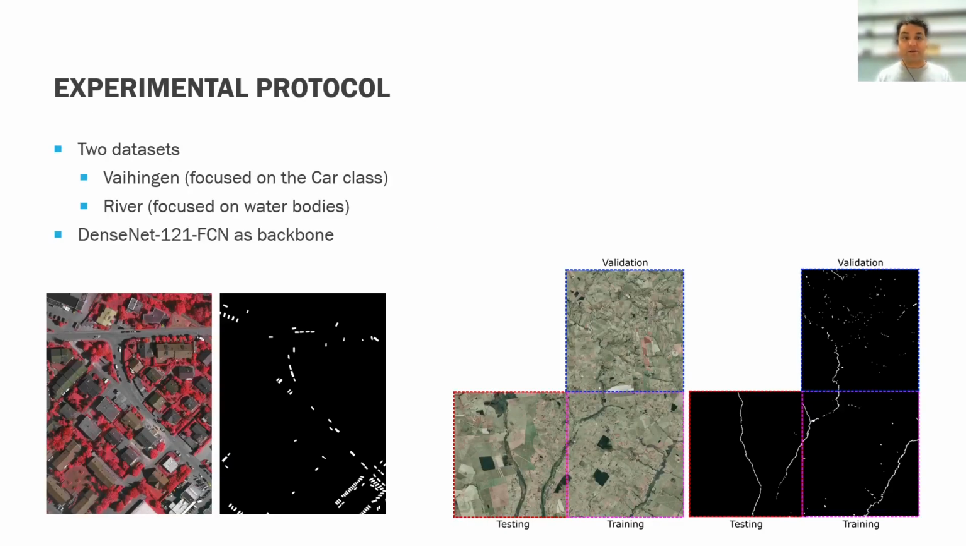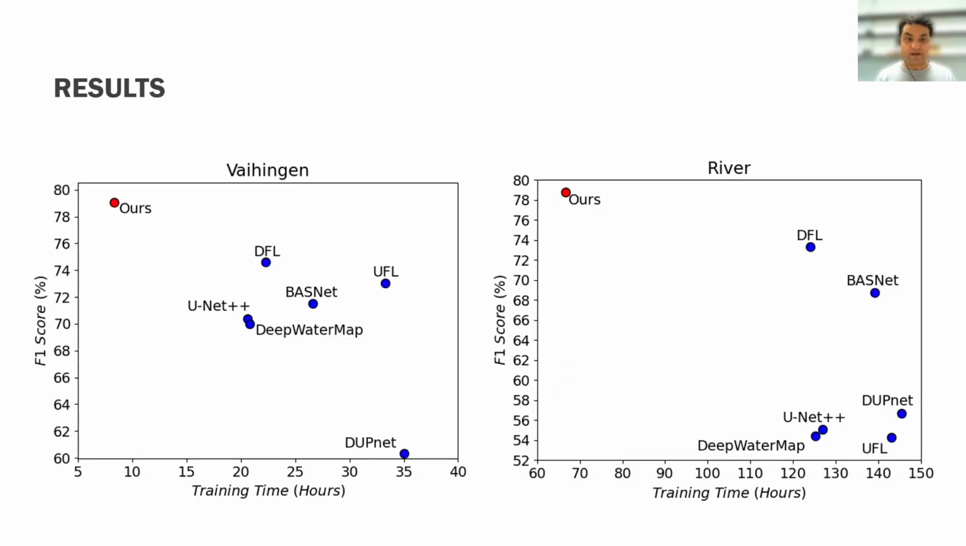Talking more specifically about the protocol, we tested our approach using two data sets, the wagon, in which we want to segment car, and the river, in which we want to segment water bodies. We used the fully convolutional DenseNet 101 as our backbone, and the Euclidean distance for the loss function. So here we have examples of the two data sets we used. And here we have the results.